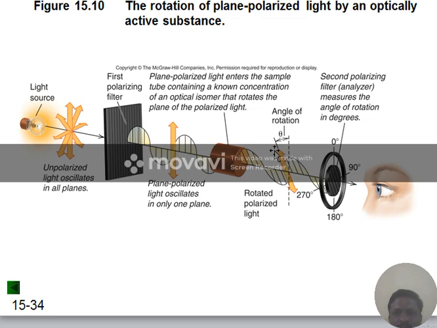If the compound is optically active and levorotatory, then it will rotate in the anti-clockwise direction, and if it is dextrorotatory, it is vice versa. So this is something about optically active compounds.